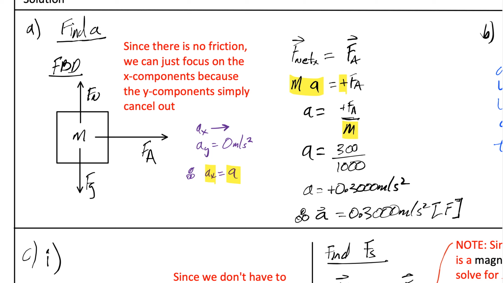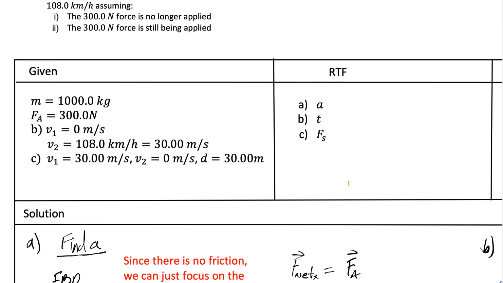So we end up getting positive 300 divided by 1,000, or positive 0.3000 meters per second squared, in the forward direction. So that is the acceleration of our vehicle with this applied force and that mass. As you can see, it's not a very robust rate of acceleration. It's pretty slow. Part B, we're looking for the time.